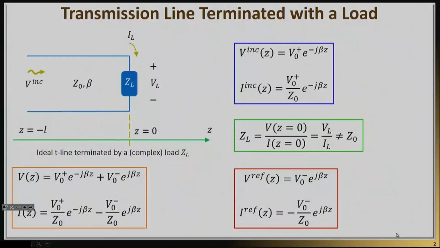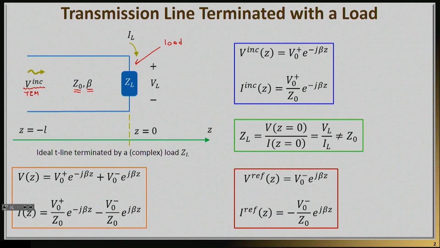Let's consider our load here connected towards the end of the line. And this load is supposed to take some power. So there's going to be some incident plane wave or incident TEM wave, as we discussed last time, propagating down this line. The transmission line will have some characteristic impedance Z0 and some propagation constant beta.